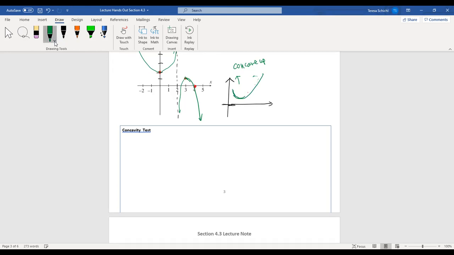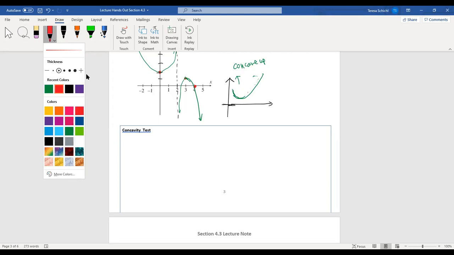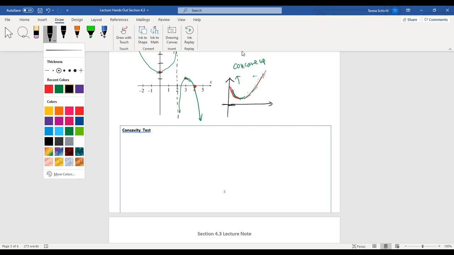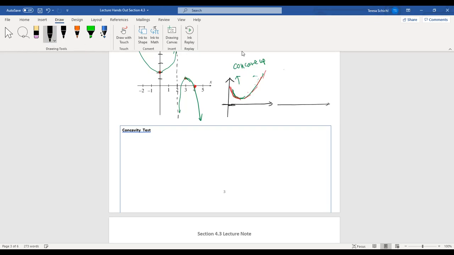The way we define concave up is if you find the tangent lines along this curve, here are my tangent lines along this curve. So what happens here? For concave up, that means your function, this green function, is above your tangent lines.